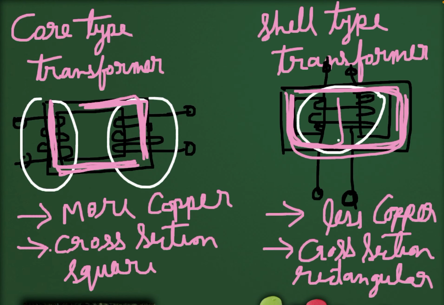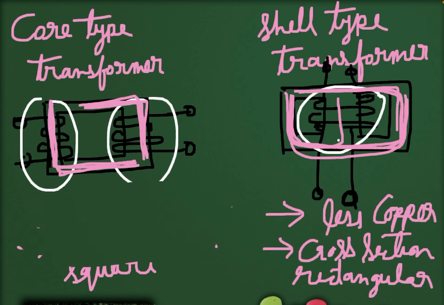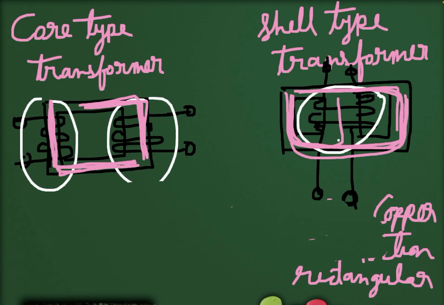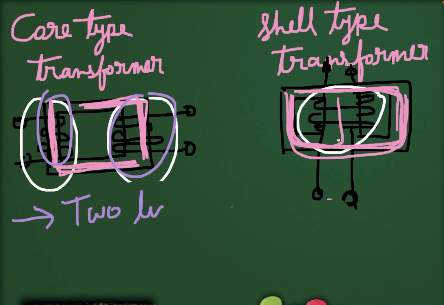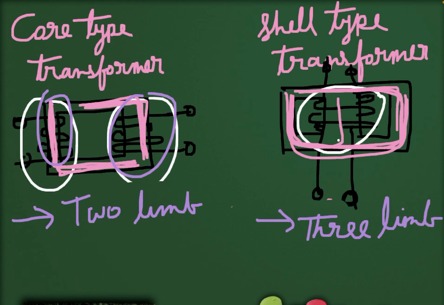The next point is the limb. Here you can see how many limbs there are. One limb and two limbs, so here two limbs are there. Here three limbs are there. So in the shell type there are three limbs, one, two, three, while in the case of core type only two limbs are there.